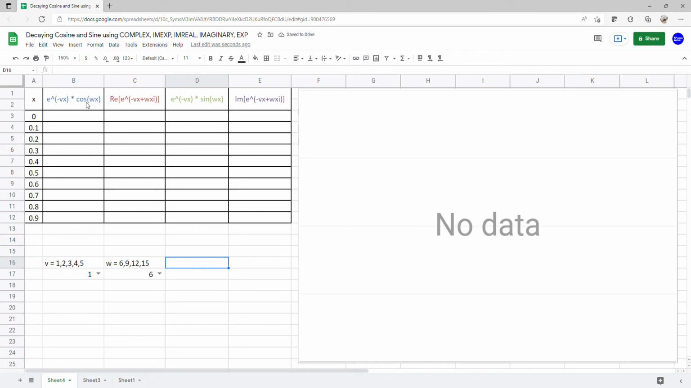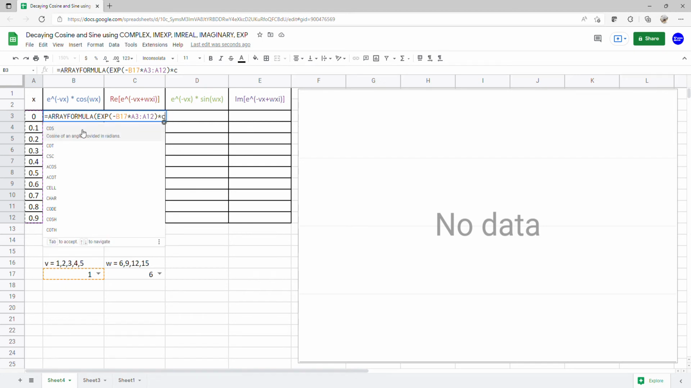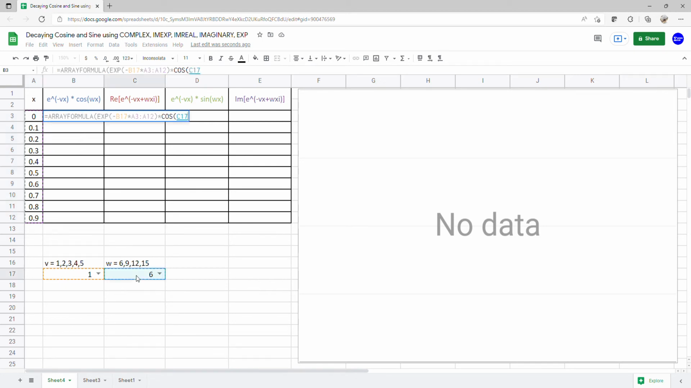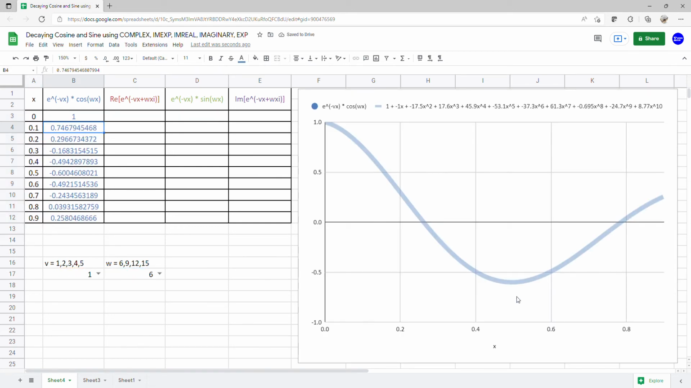And the data set, starting with e to the minus vx times cosine wx. So array formula, exponent, minus v times x. That's the first part. The second part, cosine wx. So cosine w times x. And enter. So that's the trend line.